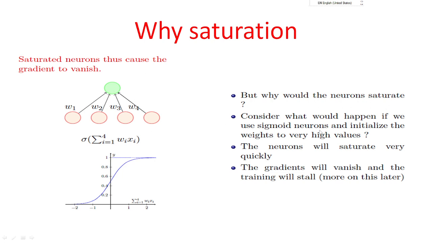Why would the saturation happen? What would happen if we use a sigmoid neuron and initialize the weights to very high values? If we initialize the weights to very high values, neurons will saturate very quickly. When we initialize with small weights it will take time. When you initialize with large weights, it will saturate very quickly. The gradients will vanish and training will stall, because once the gradient becomes 0, then backpropagation will halt, because backpropagation mainly depends on the first gradient.